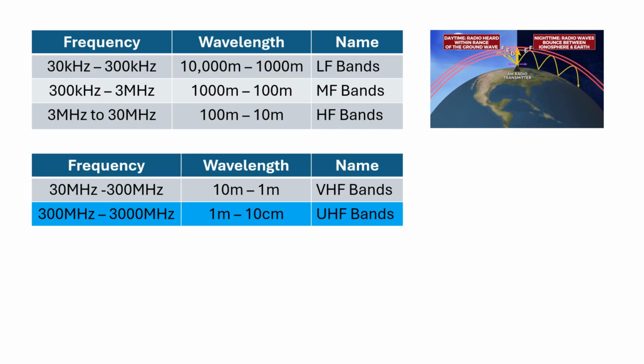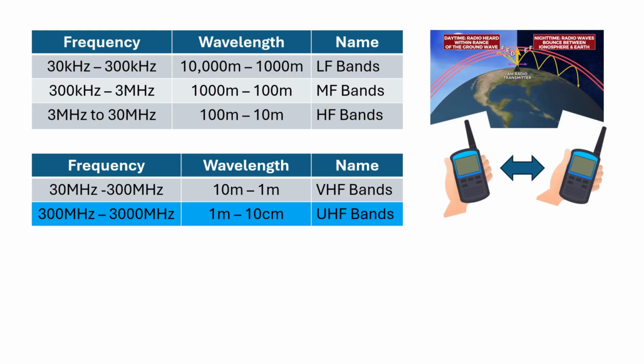From 30 MHz to 300 MHz, we have the very high frequency bands, or VHF bands. The 50 MHz, 6 metre, 70 MHz, 4 metre, and 144 MHz, 2 metre amateur bands fall into this frequency range. From 300 MHz to 3000 MHz, or 3 GHz, we have the ultra high frequency bands. The 430 MHz, 70 cm, 1.3 GHz, 23 cm, and 2.3 GHz, 13 cm amateur bands are all in this band. But we tend to refer to any frequency over 1 GHz as microwaves.